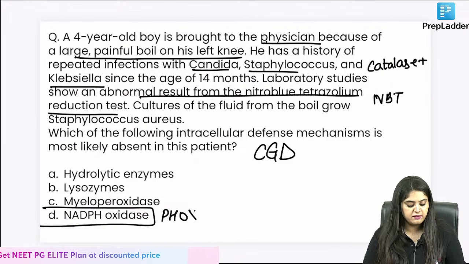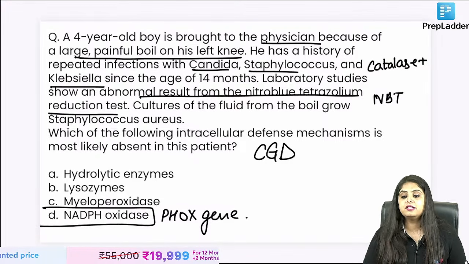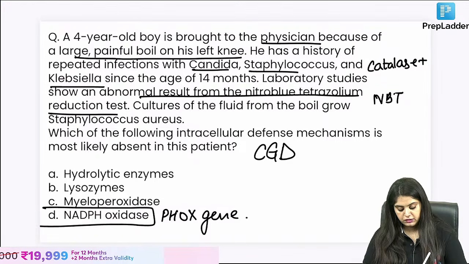NADPH oxidase. They might have written it as Fox gene. It means the same. Now let me go on to another question. Now is your time, guys.